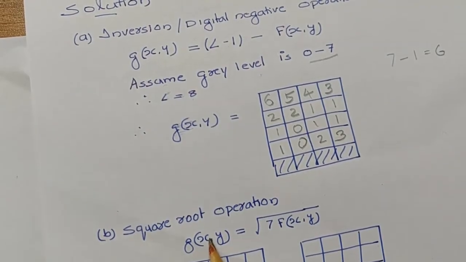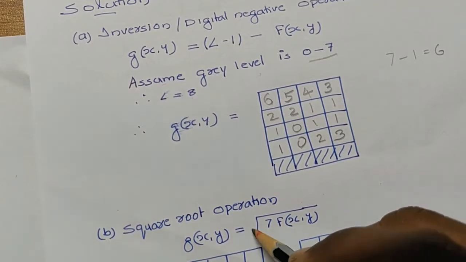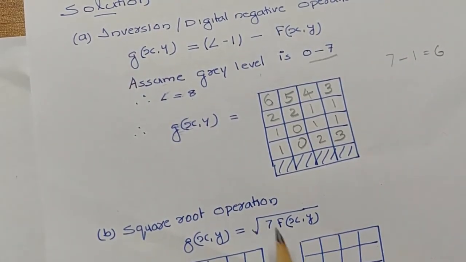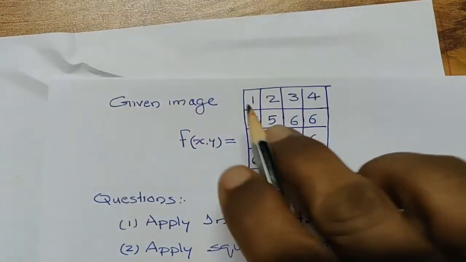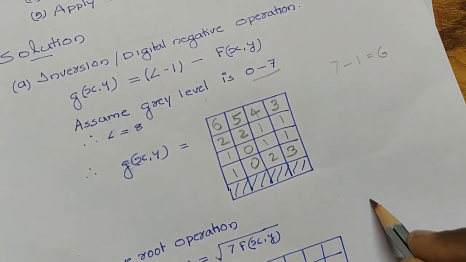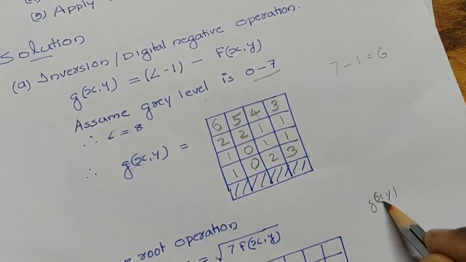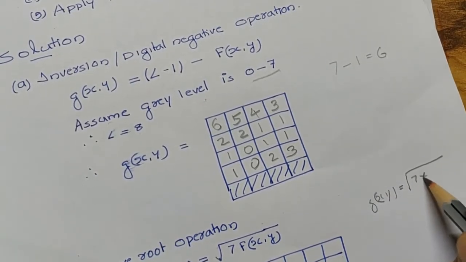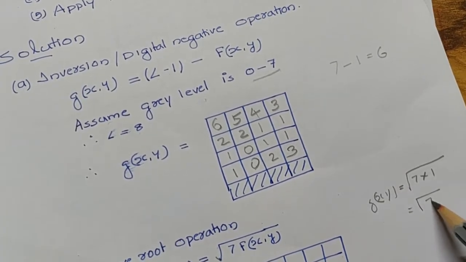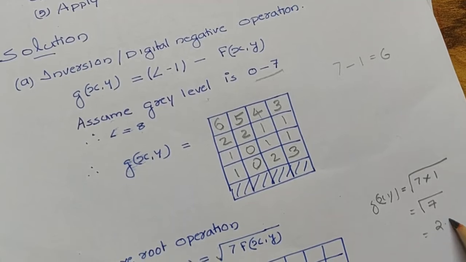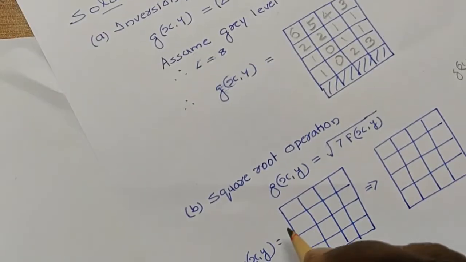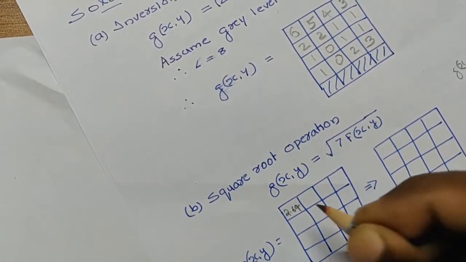Okay. Now, the second operation is square root transformation. How to do square root transformation? In square root transformation, g of xy is equal to root of 7 into f of xy. Now, take the first value. First value is 1. Therefore, g of xy is equal to root of 7 into 1, that is equal to root of 7, which is equal to 2.64. Therefore we can write 2.64 in the first position.